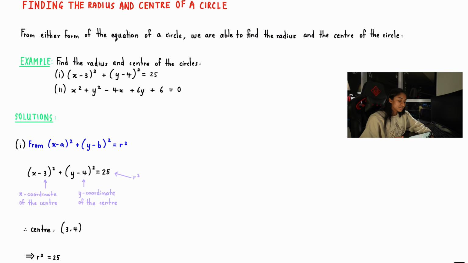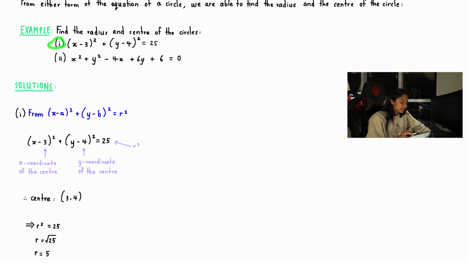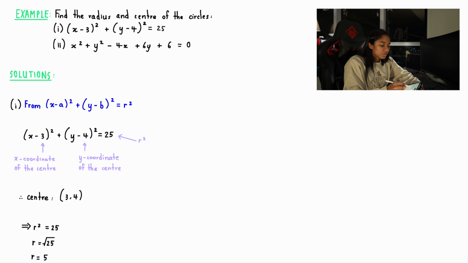The next thing we're going to learn is how to find the radius and the center of a circle. So from either form of the equation of a circle, we are able to find the radius and the center of a circle. So let's look at these examples. Find the radius and the center of the circles. So let's look at number 1. x minus 3 all squared plus y minus 4 all squared is equal to 25.